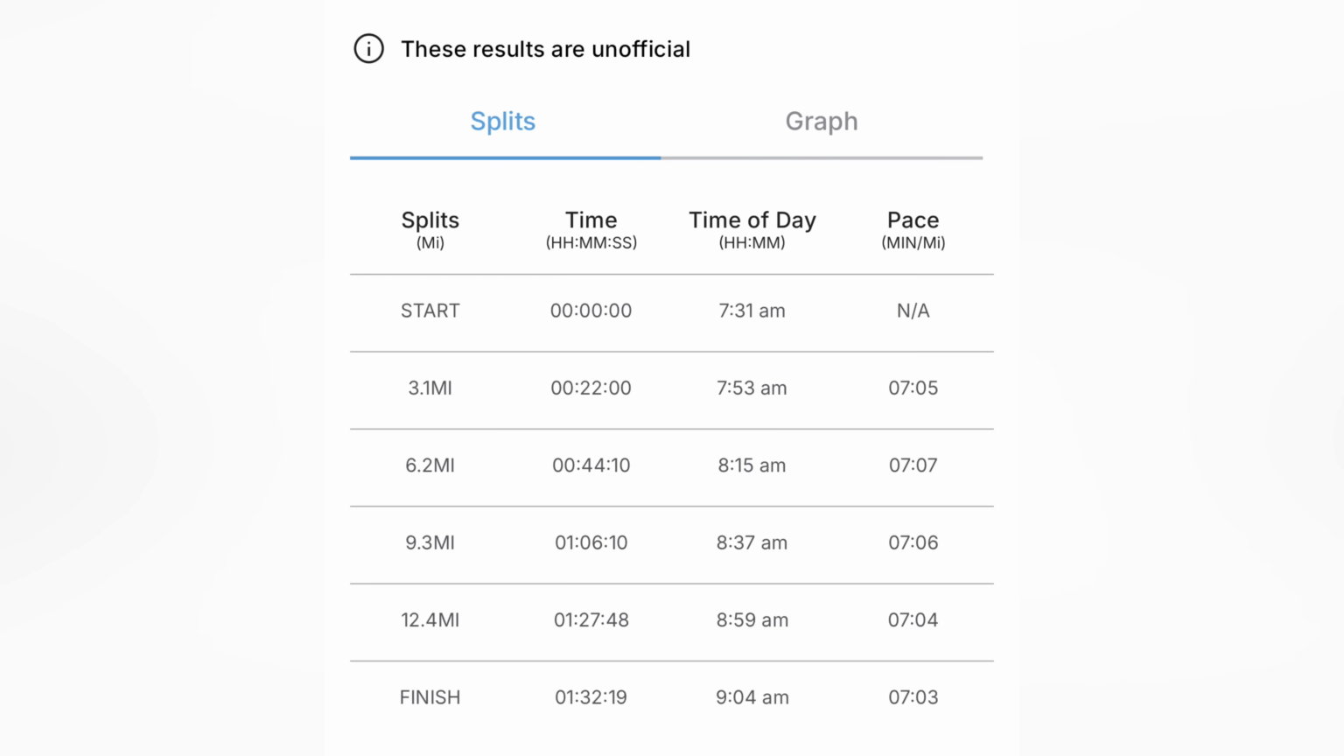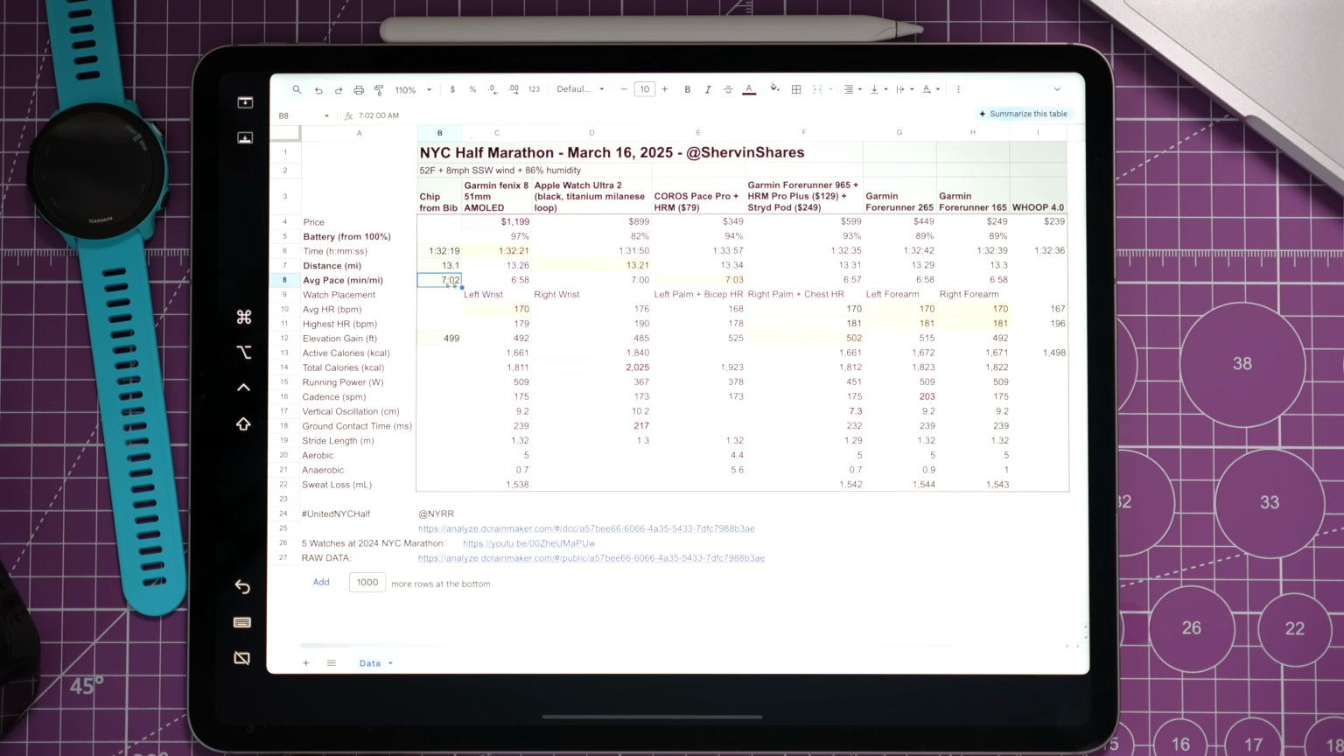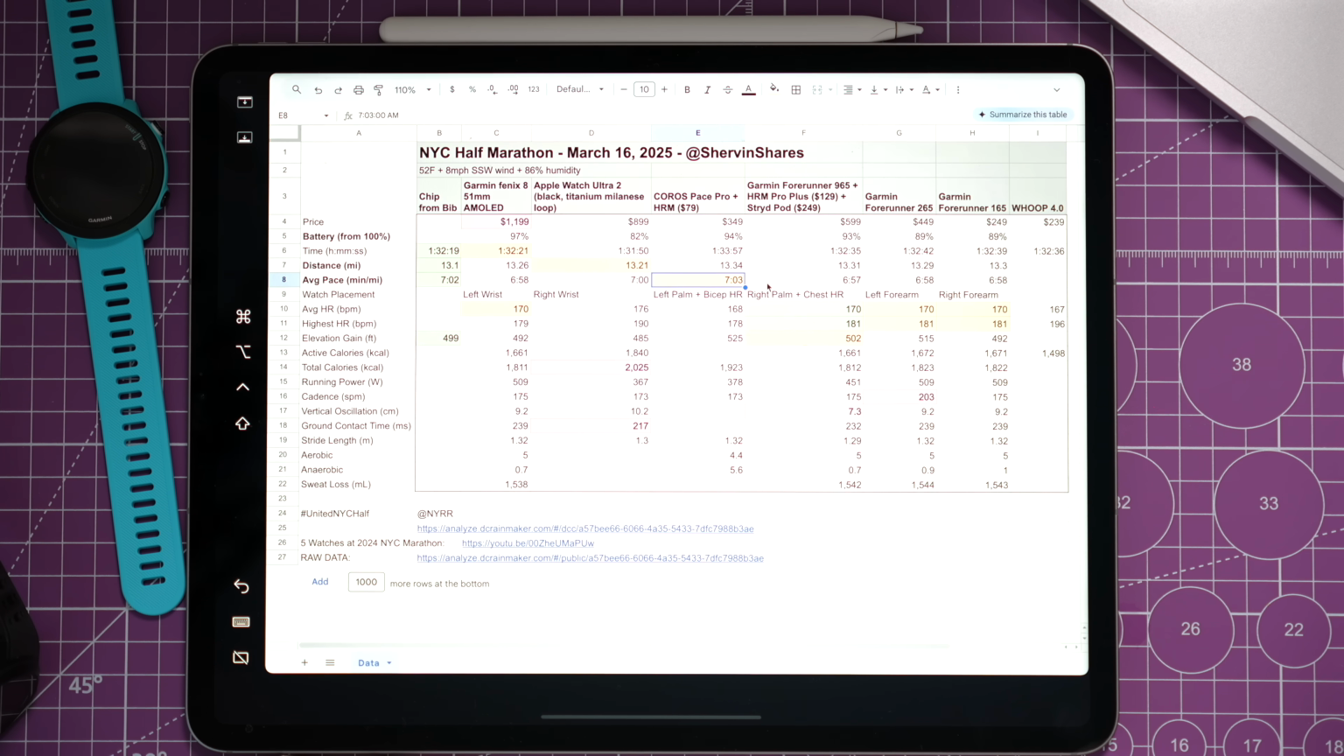It was close enough. Now, when it came to average pace, on my actual bib, it says my average pace was 7:02, but every watch, almost every watch, says sub 7, so it makes me look cooler on Strava, but that's not the race time. So let's look at it. 7:02 from the bib. The Fenix 8 gave me 6:58, which was published to Strava. Makes me look cooler. Apple Watch Ultra 2, 7 flat. COROS Pace Pro, 7:03 was the highest.